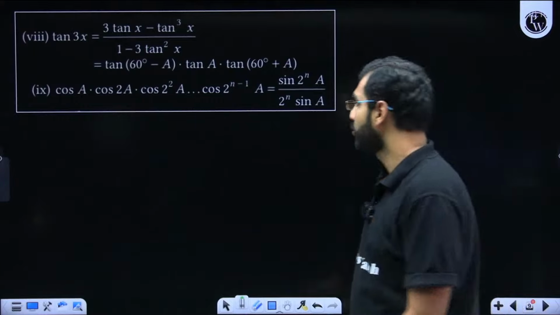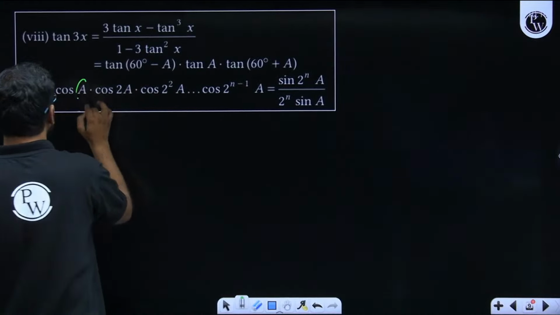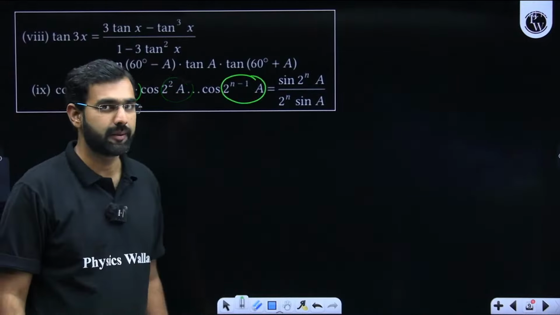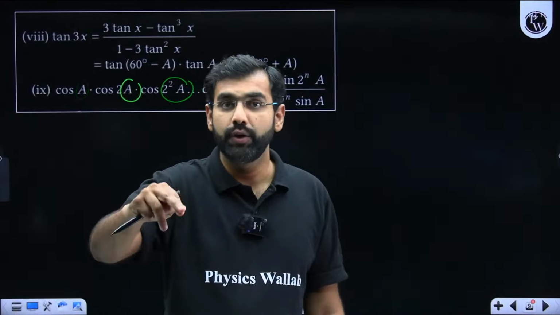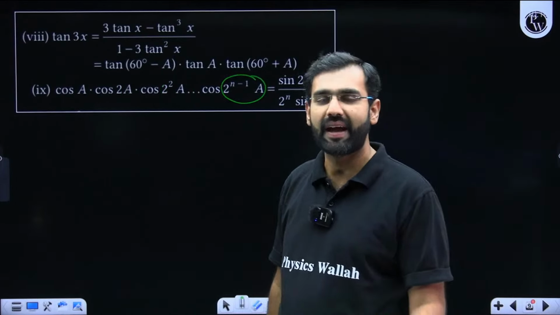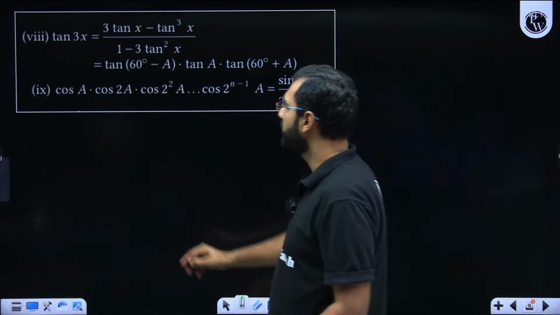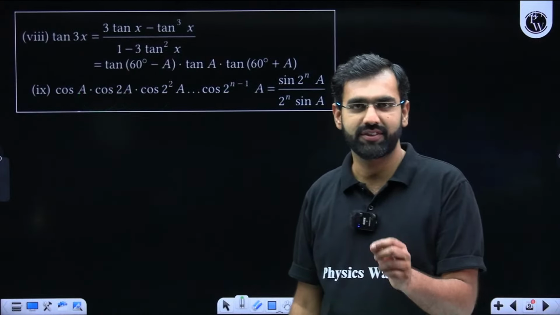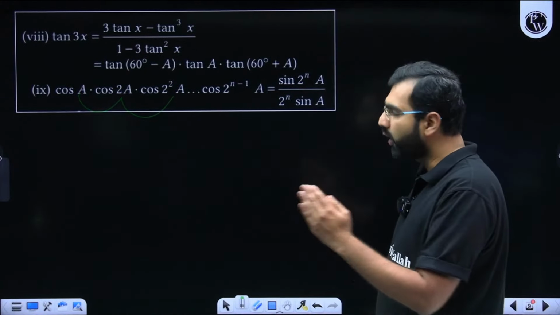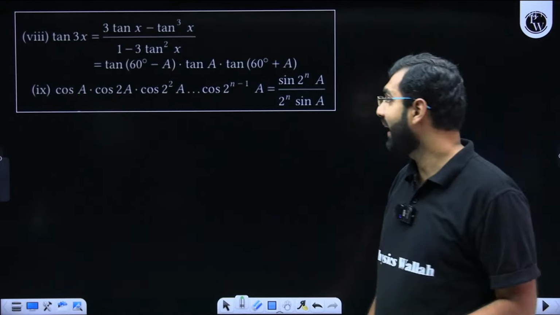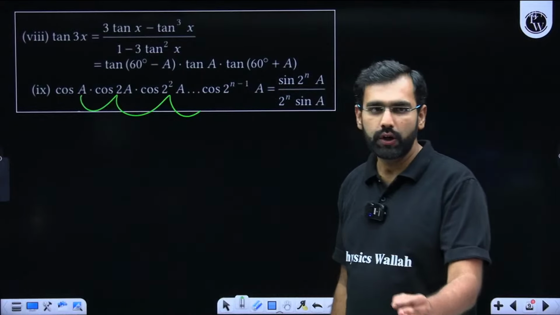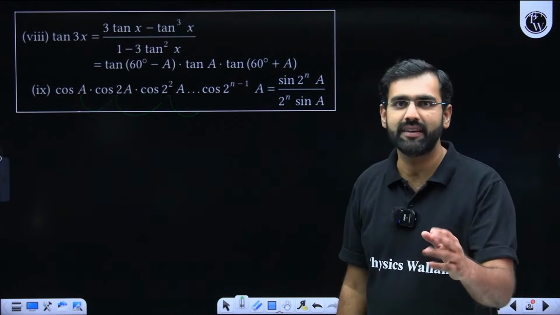Now something very crucial here. If you see cos is getting multiplied and the angles are in GP, cos A into cos 2A into cos 2 square A into cos 2 cube A, and so on. So if angles are in GP where the common ratio is 2, did you listen to what I've just said? I repeat, if you see cos is getting multiplied and angles are in GP, so A is there, then 2A, then 2 square A and 2 cube A. So all you do is simply multiply and divide it by sin A.